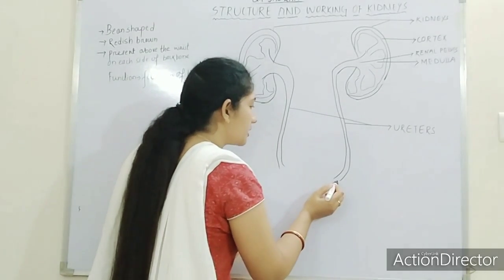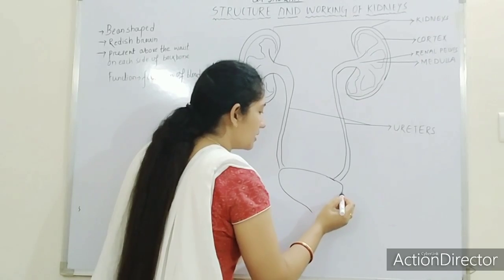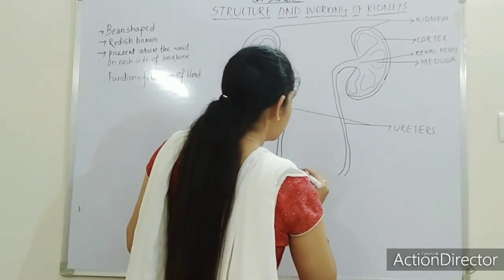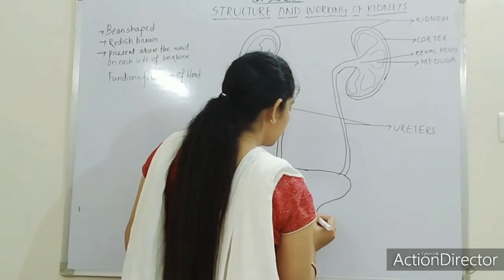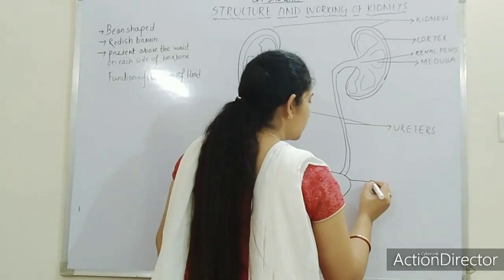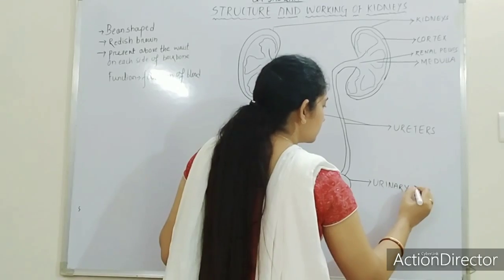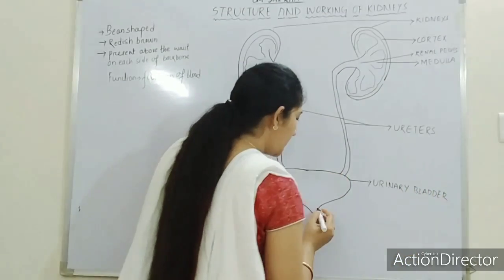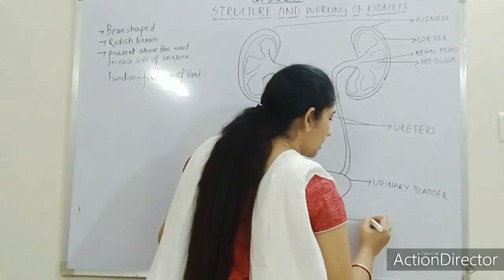Ureters are connected to the urinary bladder, and the urinary bladder has an opening called the urethra.